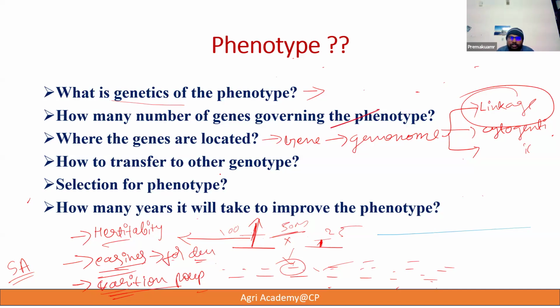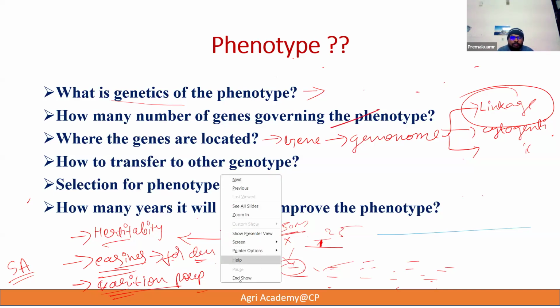These are all the things we need to take care of while doing selection for a particular trait. Then, how many years will it take to improve the particular phenotype? This is also one of the important questions we need to ask ourselves as a breeder before going to improve any trait.